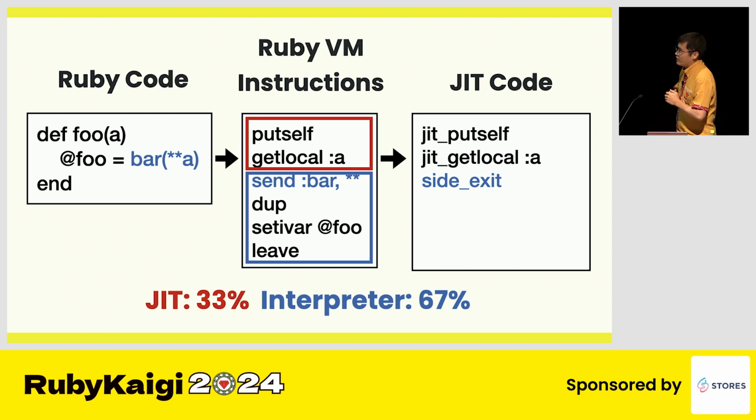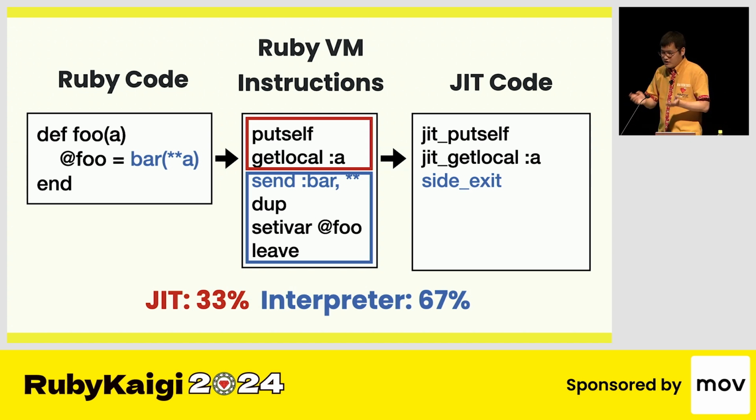We are able to compile everything else, other than the bar method call, like the dup instruction and setivar, which stands for instance variable, and leave is just a return from the method. All of these, the three instructions following the method call, are supported, but because of the side exit in the middle of the method, we ended up not compiling the instructions following the unsupported method call.